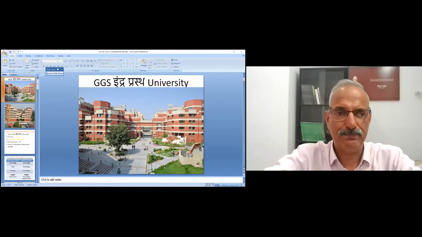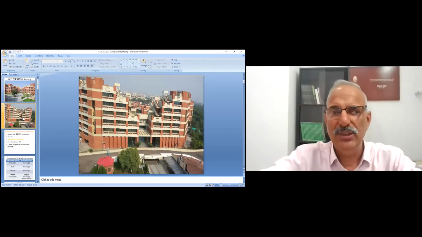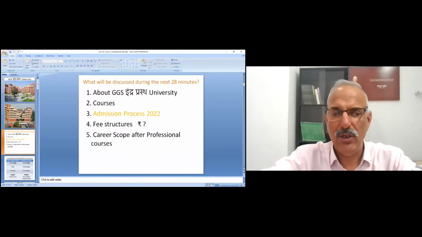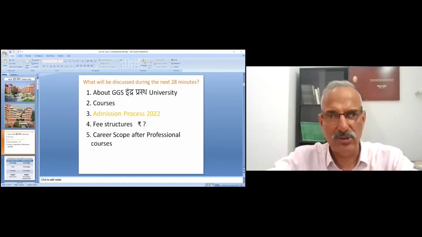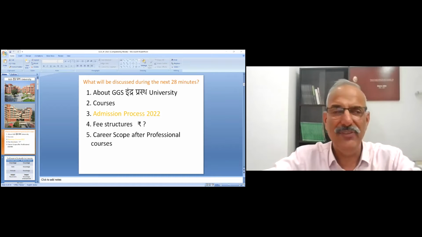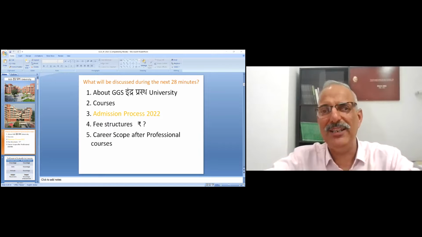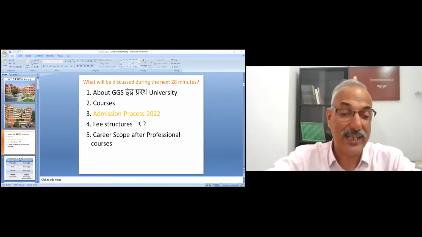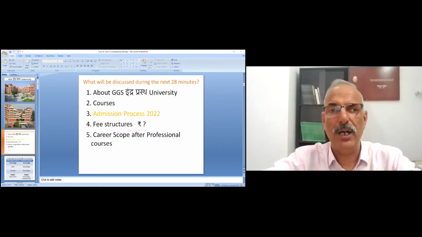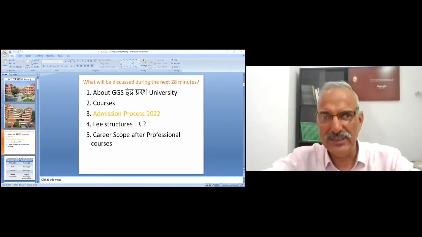Moving ahead, this again is the picture of the university. Now, what we are going to discuss today is not going to be a long lecture. It will be like a routine lecture. I believe in schools we have 40-minute lectures, so it will be shorter than that. We are going to talk about the university itself.